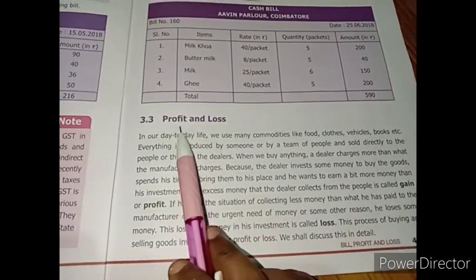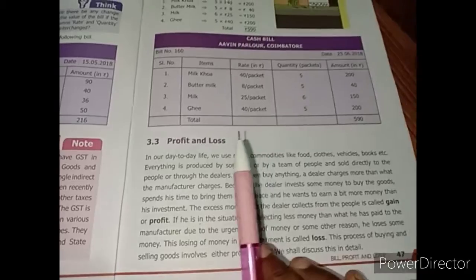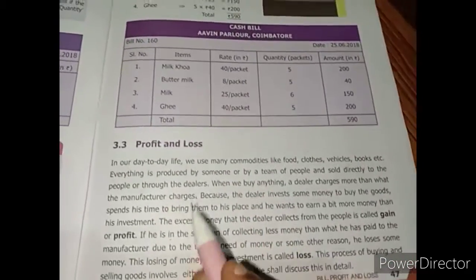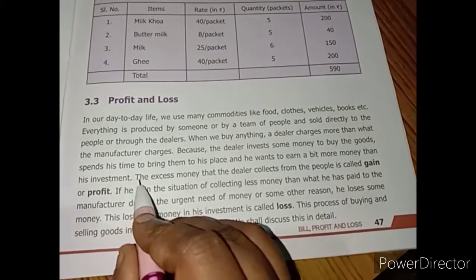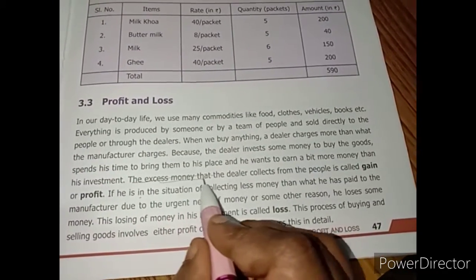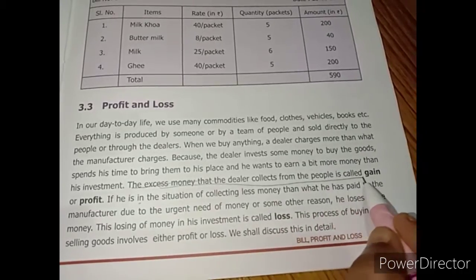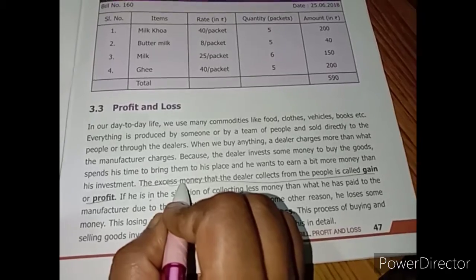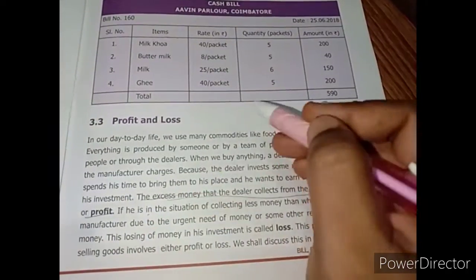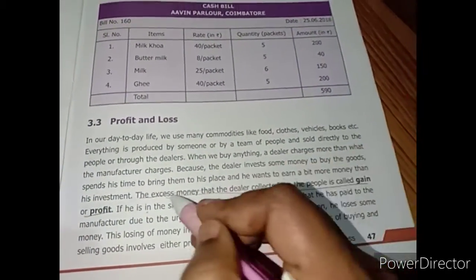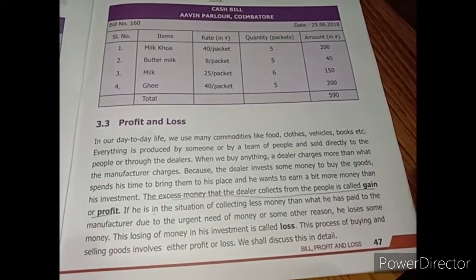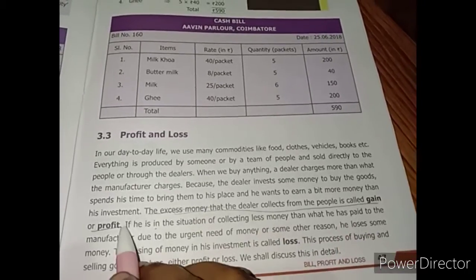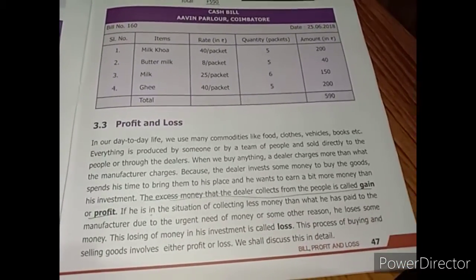Next, we are coming to profit and loss. As I told you, profit means labam. So what they have gained. See the definition for profit. The excess money that the dealer collects from the people is called a gain or profit. He would have bought the product for a different amount, but he's getting more from the person whom he is selling to. So that is called profit. See this one here.